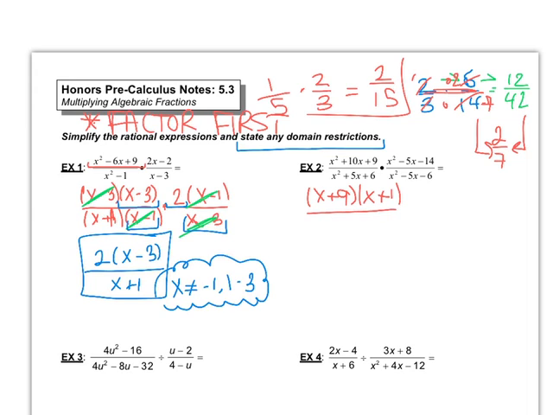I'm going to stick with that first expression and move to the bottom. I need two numbers that multiply to 6 and add to 5. So that's going to be 2 and 3. I'm going to move on to my second one now. So x squared minus 5x minus 14. I need two numbers that multiply to -14 but add to -5. That would be -7 and +2.